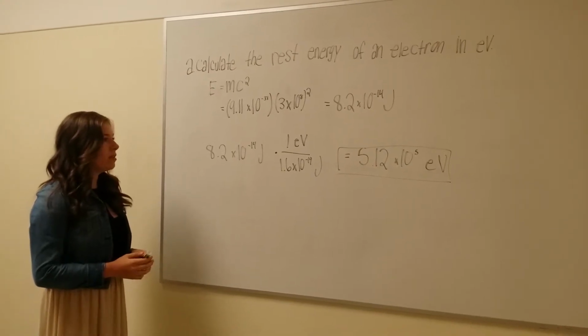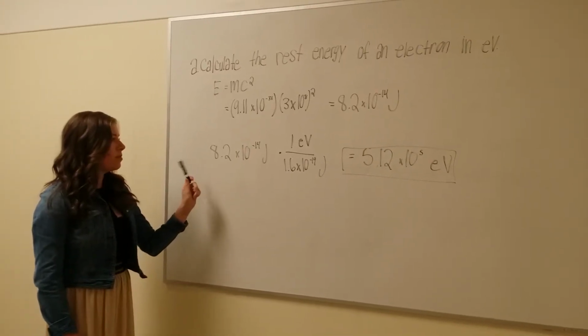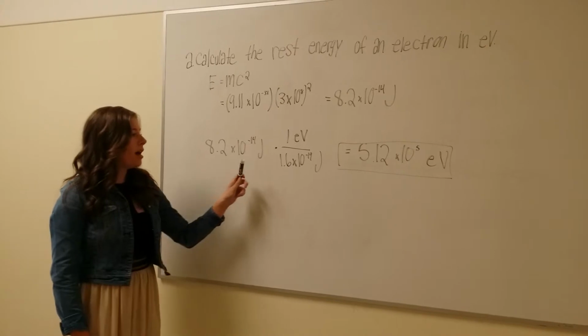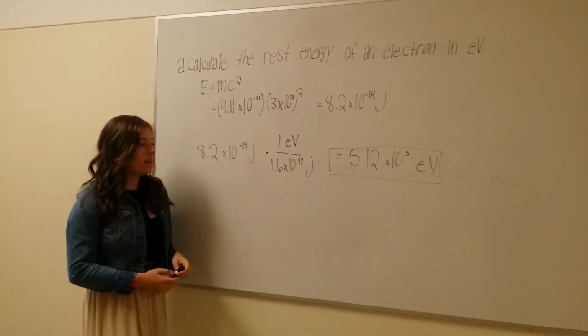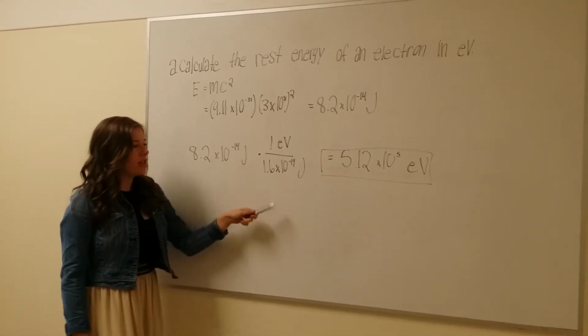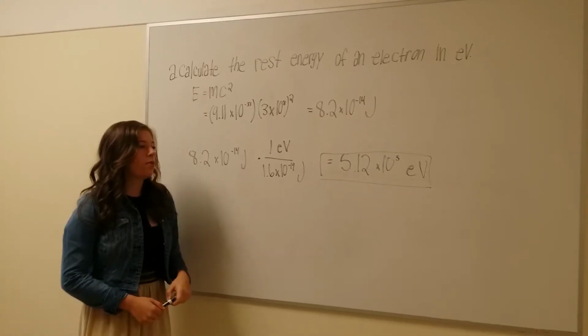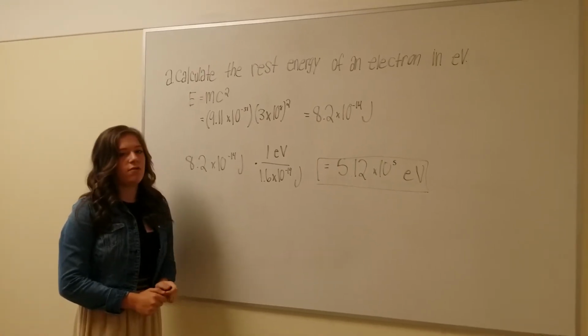And then to convert that into electron volts, all we have to do is multiply that number by 1 over 1.6 times 10 to the negative 19th joules to make the joules cancel, and we get 5.12 times 10 to the 5th electron volts.